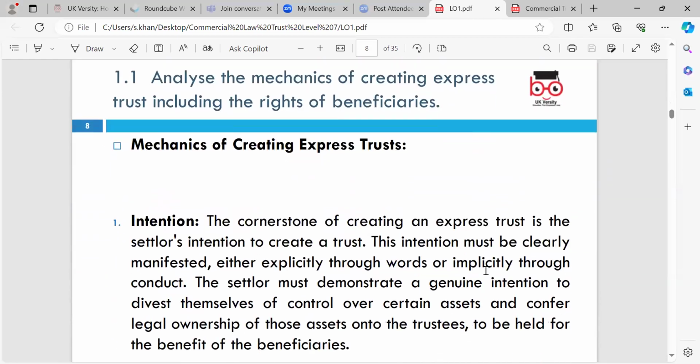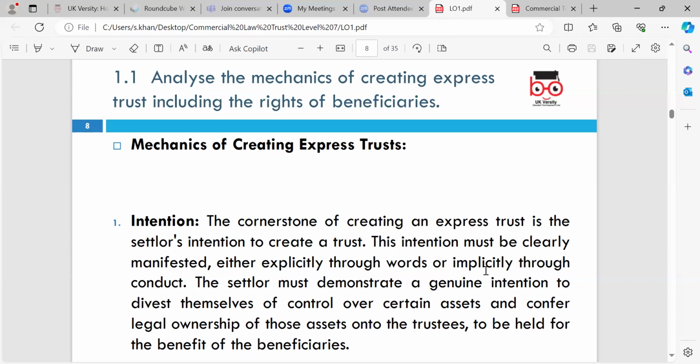So 1.1, analyze the mechanisms of creating trust, including the rights of beneficiaries. The creation of a trust in English law must involve elements to make the trust valid: capacity, certainty, constitution, and formality. There are different ways of creating a trust, an express trust, and firstly, declaration of self as a trustee and the transfer of the property to the trustees. So there are different ways of doing that.